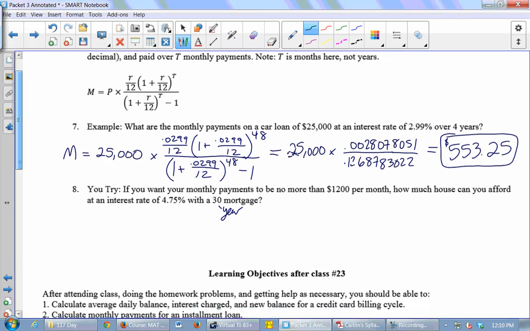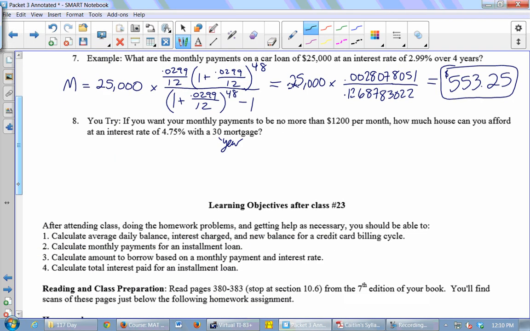Okay, so this time they gave us the monthly payment, right? They told us we want our monthly payment to be no more than $1,200 per month. So I'm going to replace my M in my formula with 1,200. And when they say how much house can you afford, they mean what price of a house can you afford. So that's P that we're looking for. And then I'm going to plug in my interest rate and my 30 years, which is 360 payments.